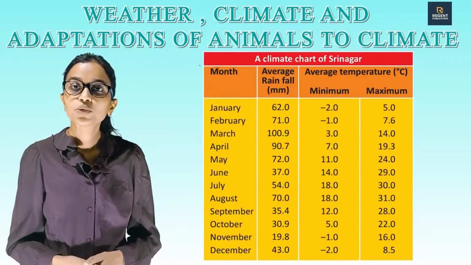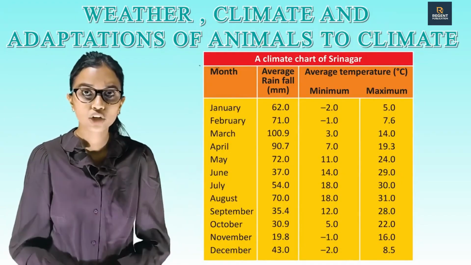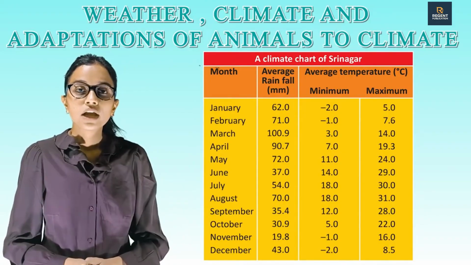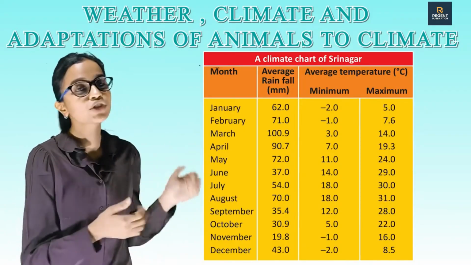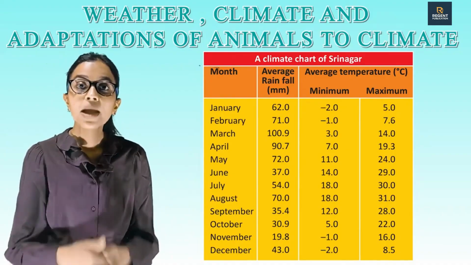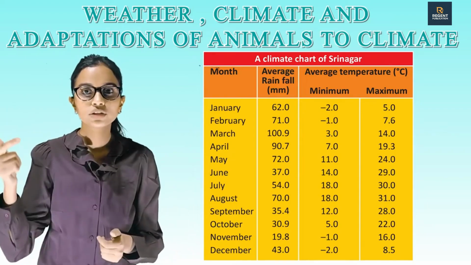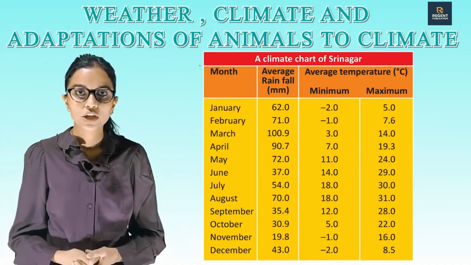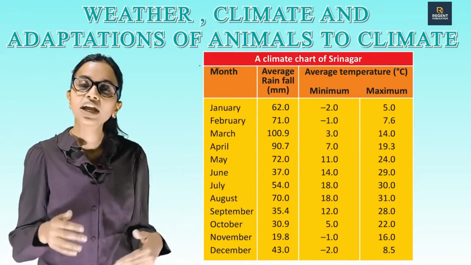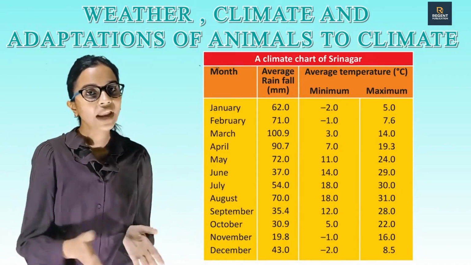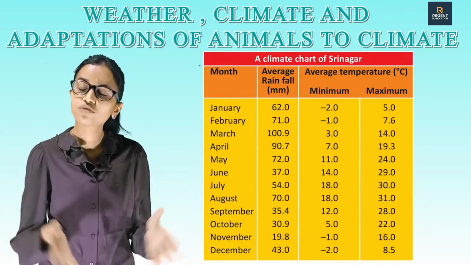So children, are you able to see the chart? This chart is depicting a climate chart. This is a climate chart of Srinagar. This chart is given month-wise, with the average temperature, minimum and maximum. So children, you can go through this chart and observe it. After that you will be able to know the maximum and minimum temperature of Srinagar.